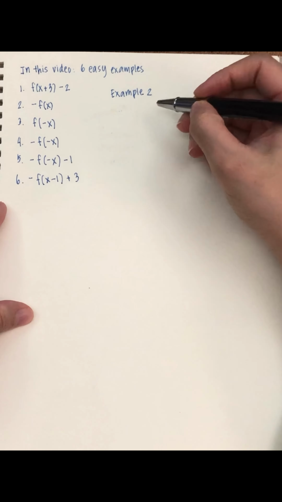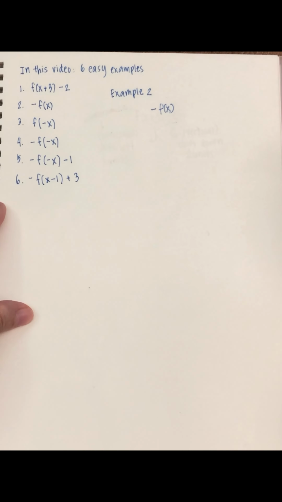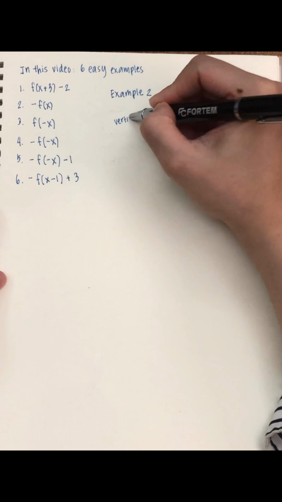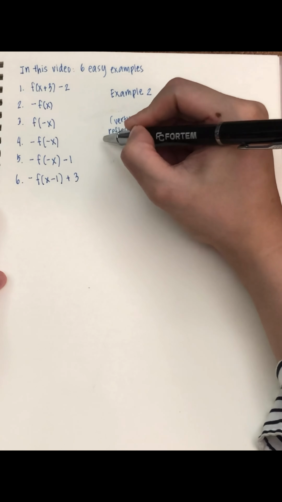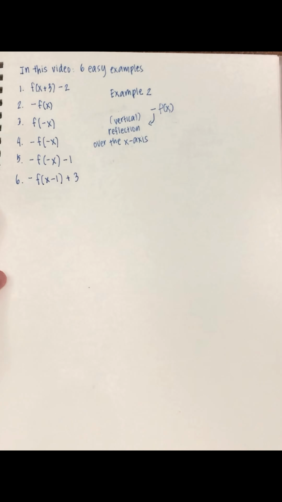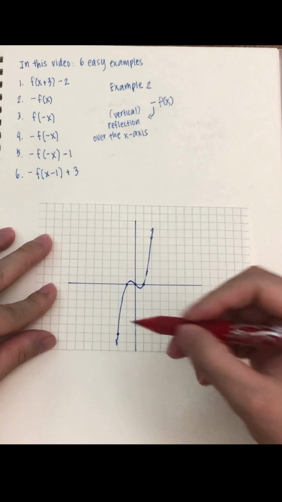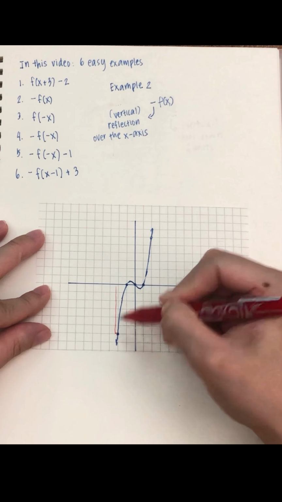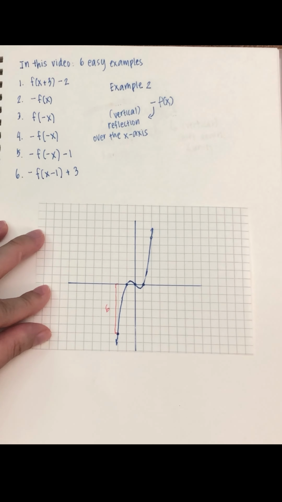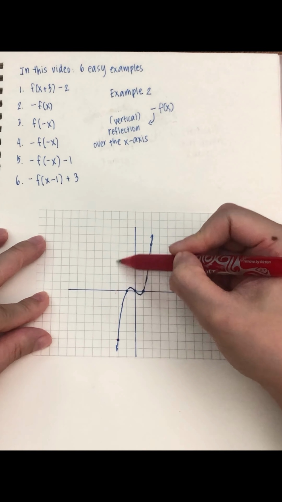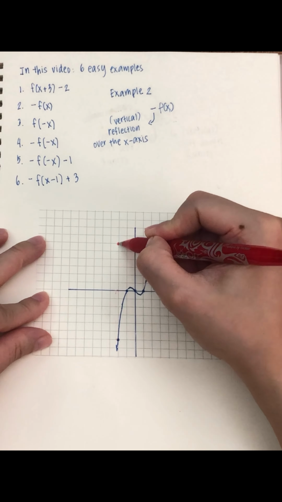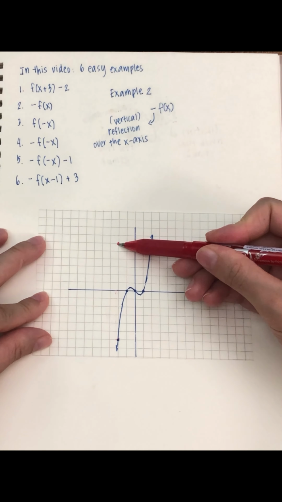Example 2, negative f of x. This graph only has one transformation, a reflection over the x-axis. Let me demonstrate how each point is transformed. This point down here is 6 units below the x-axis, so its reflection will be 6 units above the x-axis. This moves over here.